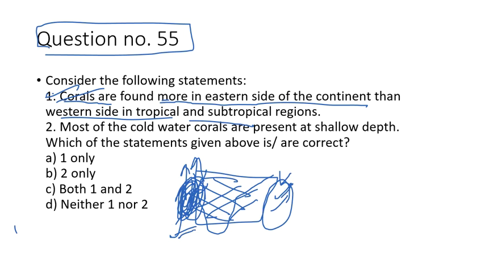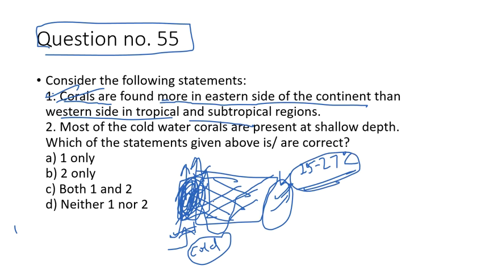Now why is an area where upwelling is going on not stable for coral formation? Because the cold waters of the ocean bottom come to the surface, which are not suitable for the corals, because coral requires an optimal temperature of 25 to 27 degrees centigrade. That's why on the western side the corals are not found. So statement number 1 is right.